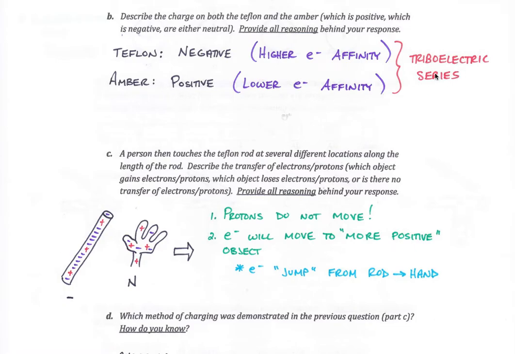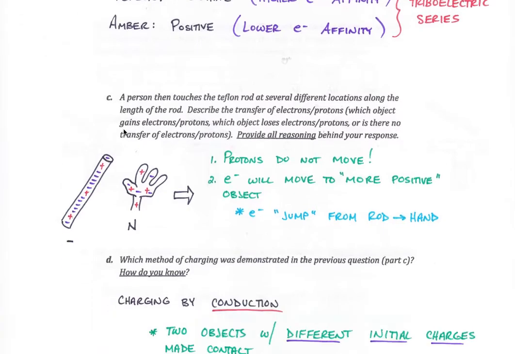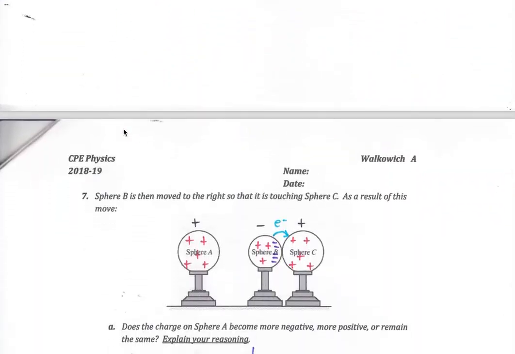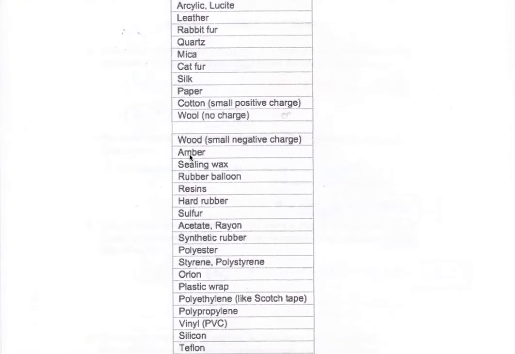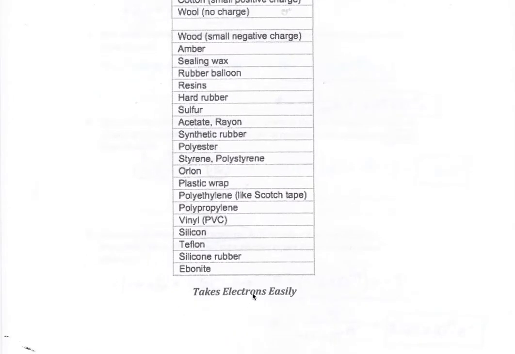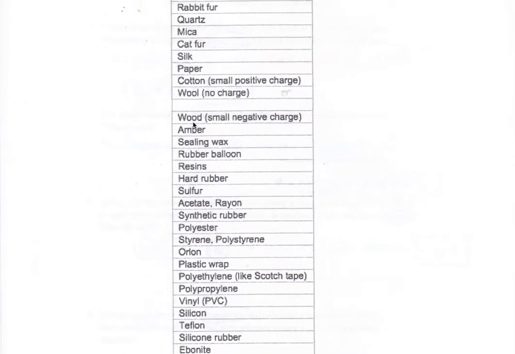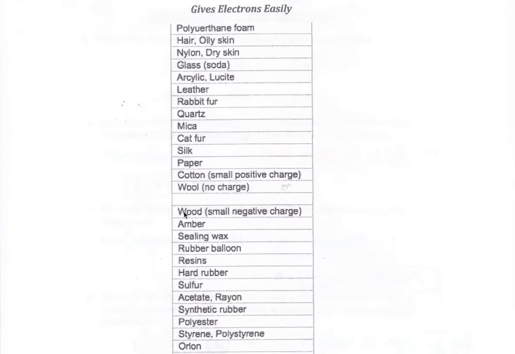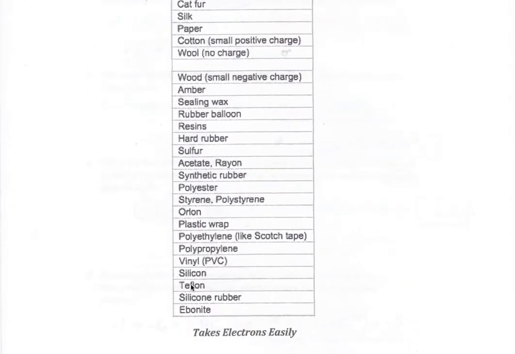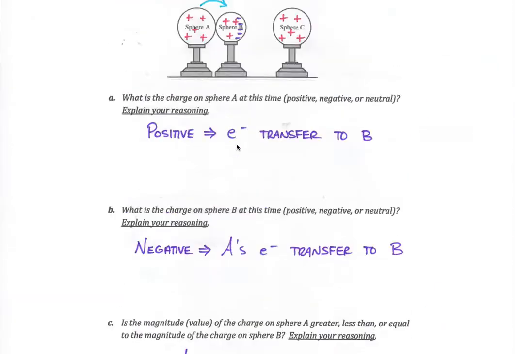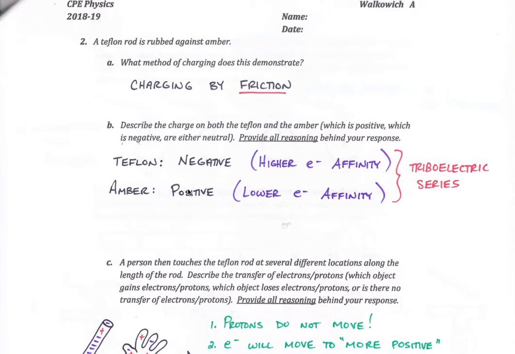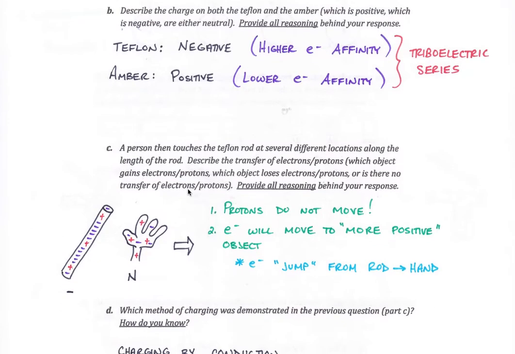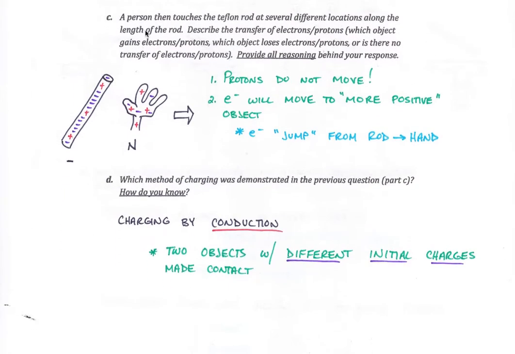Now, I know this because we can look at the triboelectric series. So, remember, we're talking about Teflon and amber. So, if I slide down to the triboelectric series, we've got Teflon and we've got amber. So amber is here and Teflon is down here. So Teflon is down on the bottom, which is the side that takes electrons easily. Amber is a little bit higher up, so it's closer to the side that gives electrons easily. So amber will give electrons easily to the Teflon, which will take them more easily. So the Teflon will be taking the electrons, therefore becoming more negative, and the amber will be giving them away, therefore it becomes positive.